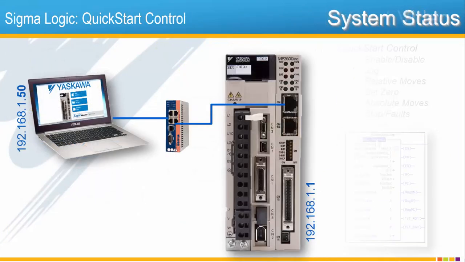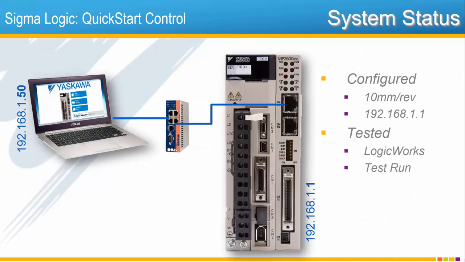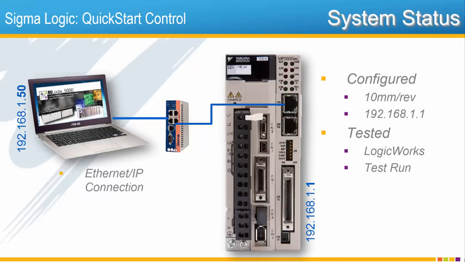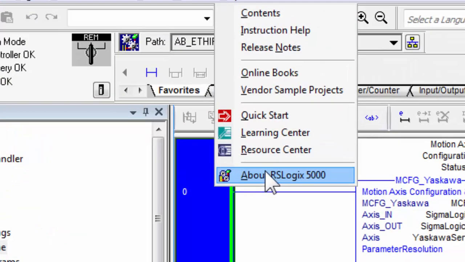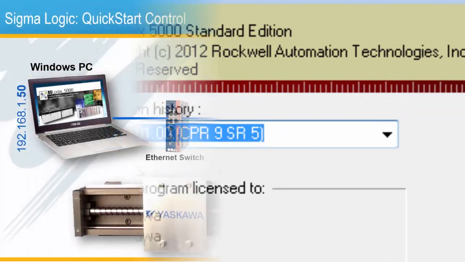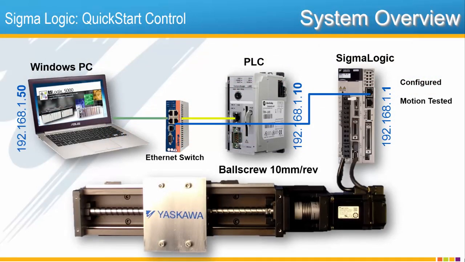The SigmaLogic has been configured and tested within LogicWorks. The Ethernet IP connection has been established in SigmaLogic. All AOIs have been imported, and MCFG has the heartbeat. My PC is running SigmaLogic's 5000 version 20, and the project is online with the CompactLogic's L32E, which communicates over Ethernet IP to the Yaskawa SigmaLogic servo.